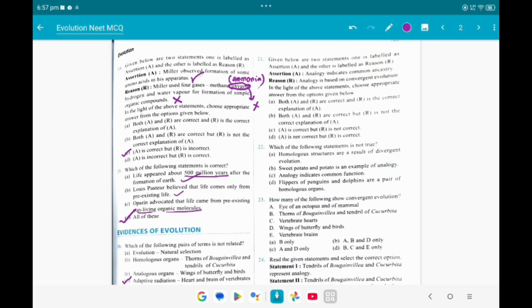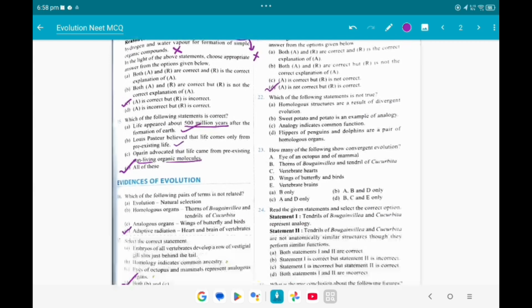Another assertion reasoning question. Analogy indicates common ancestry. No. Homology indicates common ancestry and not analogy. Rather, analogy is not quite helpful in understanding. It's quite contradictory, because two different organisms are showing the same behavior where structurally they're very different. Analogy is based on convergent evolution. This is correct. So our option will be D. A is not correct, R is correct.